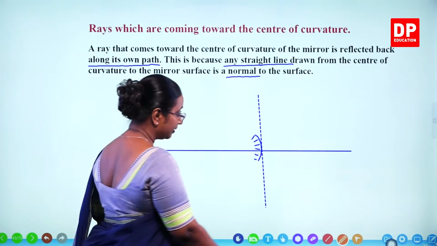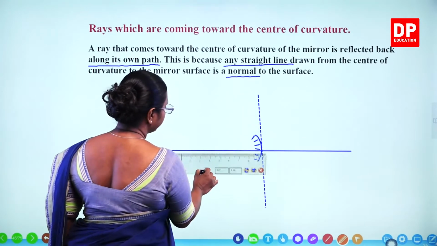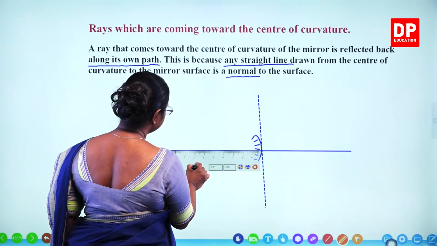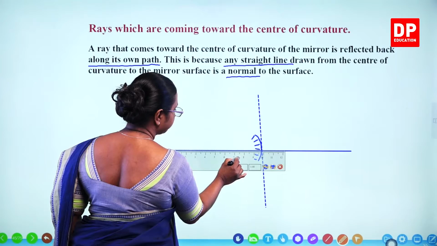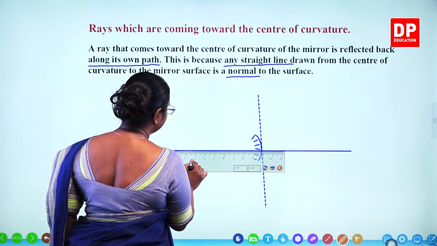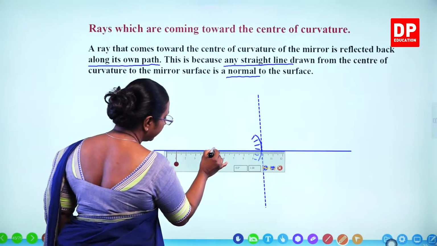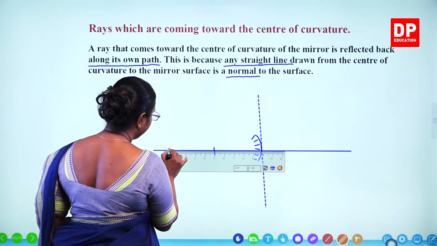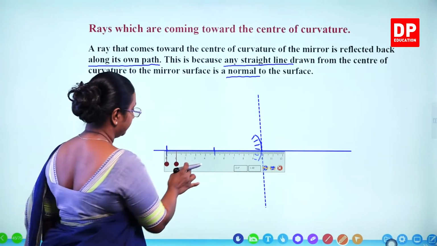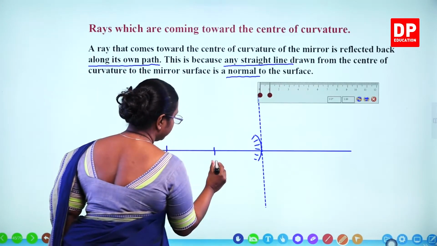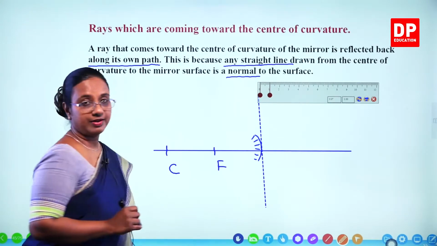Then what do we do after this? We have to mark the 2 points, the focal point, as well as the center of curvature. And the length has to be twice the focal length, so I will mark it as 5, and twice that is the center of curvature. So here we have the focal point and the center of curvature.